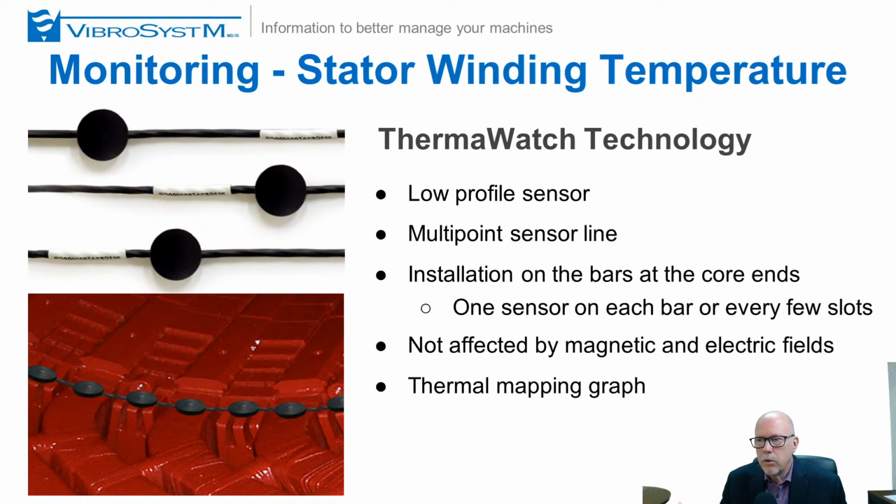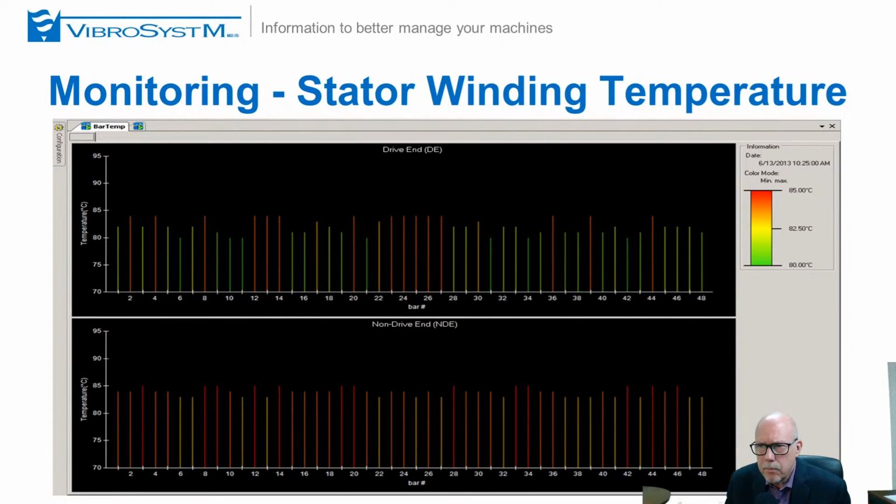We usually install them on both ends, and usually one sensor for each bar or every few slots. These are not affected by magnetic and electric fields, and they can allow you to produce a thermal map, which will give you an indication of the temperature for each bar. And as I mentioned, the new sensor will also give you the velocity in 3 directions and the temperature to give you a complete picture. So if you have a bar that vibrates a lot and that bar has a higher temperature, well, there you go. The insulation is deteriorating and you might have to go in there and resolve this issue before it gets to a point where the unit might fail.